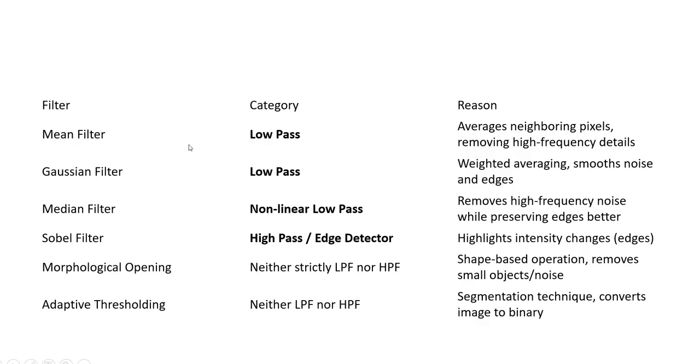Mean filter is a low pass filter. Gaussian is also a low pass filter. Median is a non-linear low pass filter. Sobel filter is a high pass filter. It helps to detect edges. Morphological is not low pass or high pass, and adaptive thresholding is also not low pass or high pass.